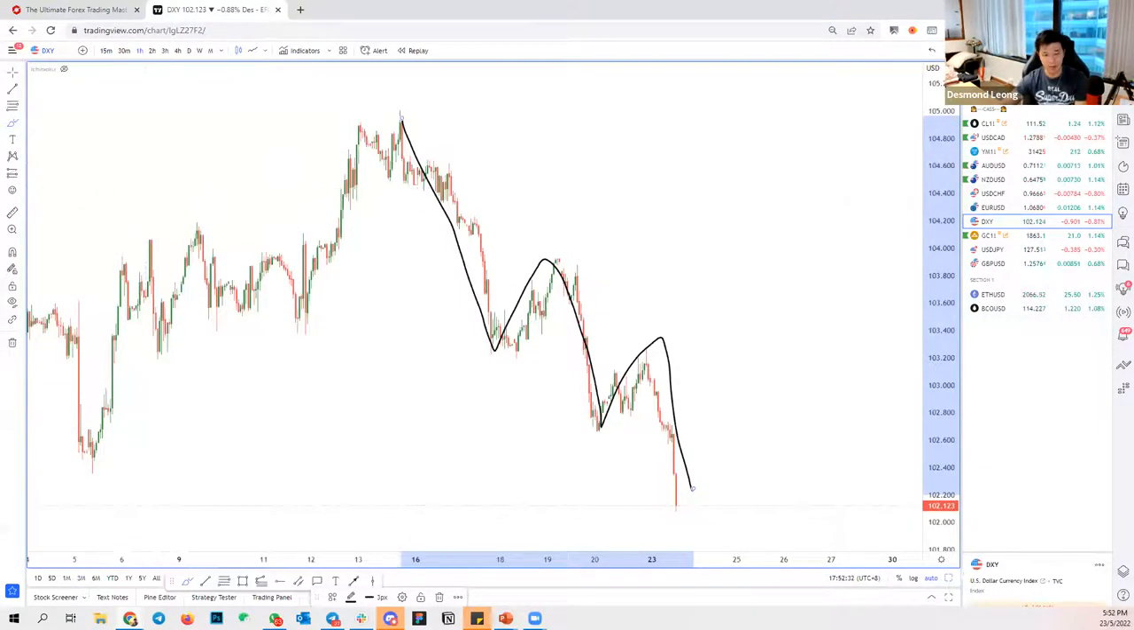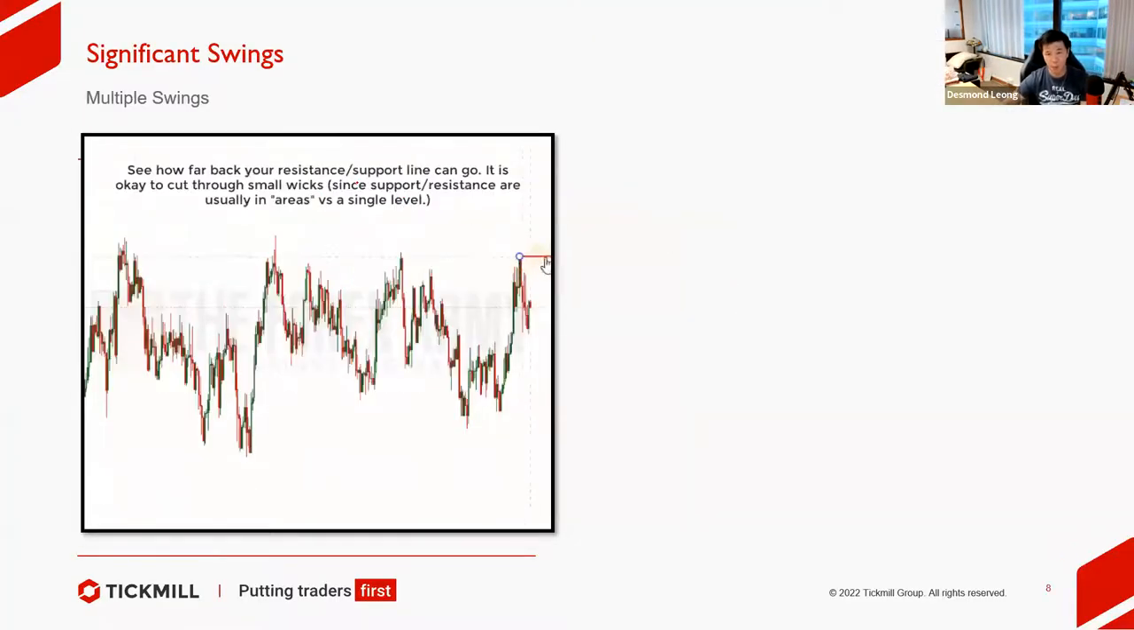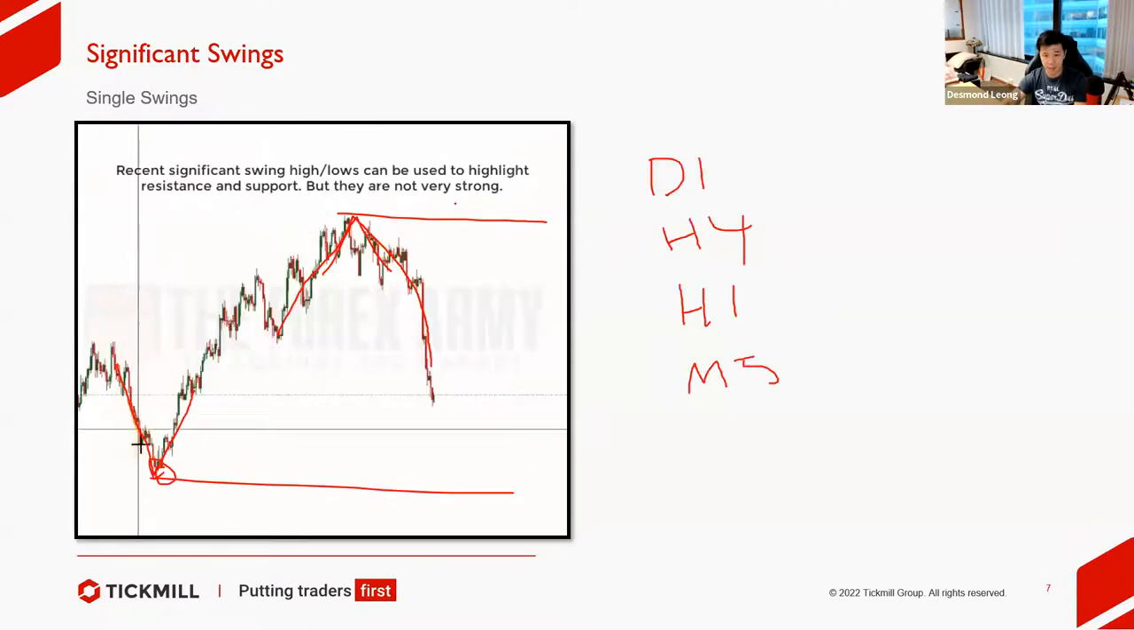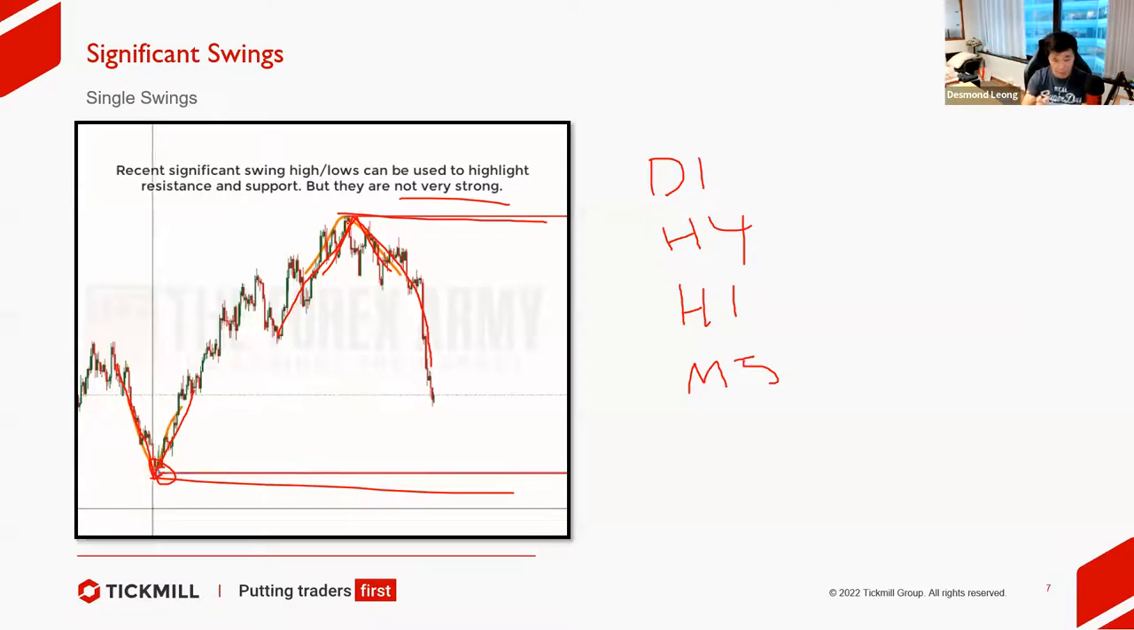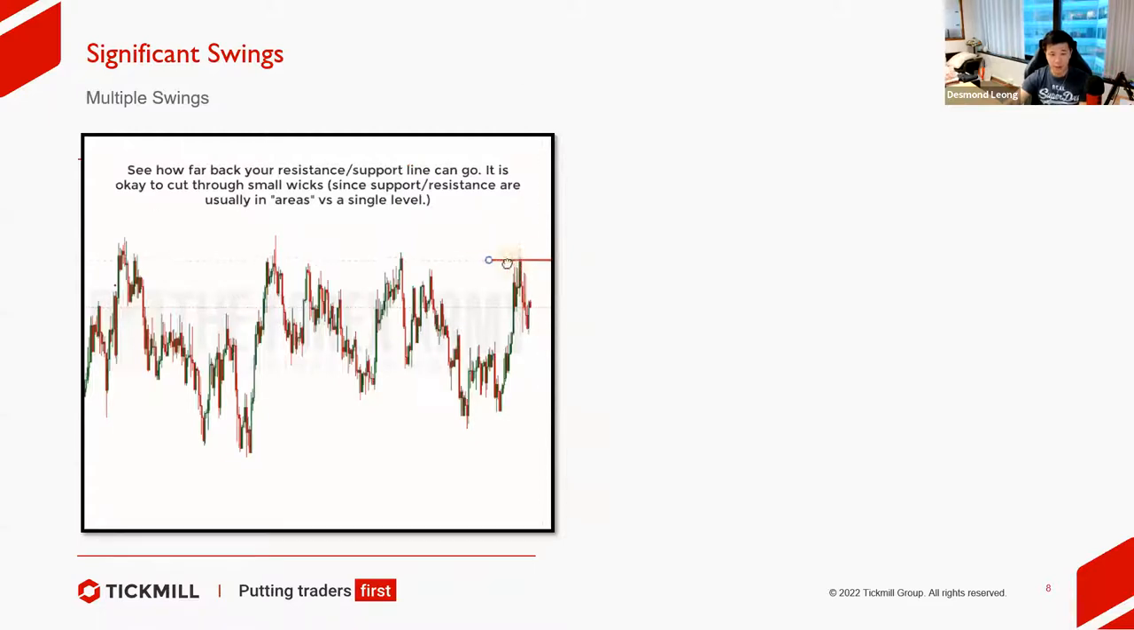All right, the next thing that we're going to touch on will bring us back to this chart over here, right? Multiple swing highs and multiple swing lows. Single swings here are not very strong. You can highlight good resistance and good support, but they are not necessarily very strong. Now, over here, these are multiple swings, and they tend to be stronger.